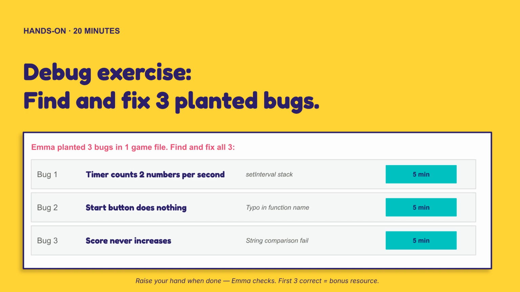We'll find and fix 3 planted bugs. Bug 1 is a timer counting too fast. Bug 2 is a broken start button. Bug 3 is a score that never increases. You'll have 5 minutes for each bug.